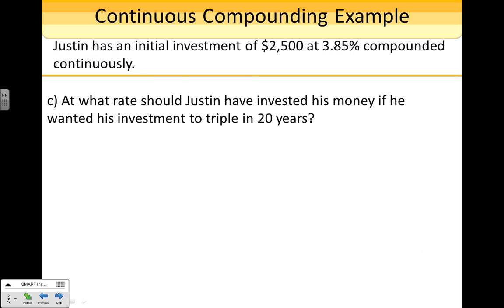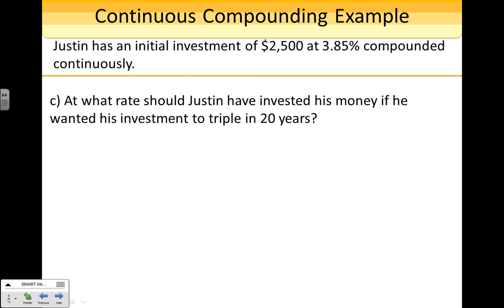All right, same question, same guy, putting his money in. He's got that $2,500 in the same account. The next question is, what rate should he have invested his money if he wanted his investment to triple in 20 years? So he put it in an account that has 3.85% compounded continuously, but that might not be the best rate for him if he wants his investment to triple in 20 years. So this is the same sort of thing. We're still compounding continuously.